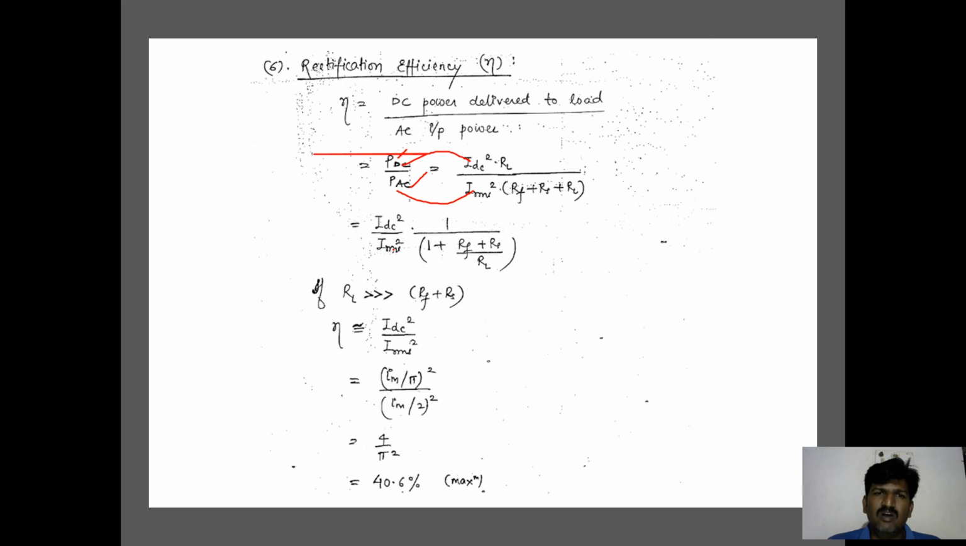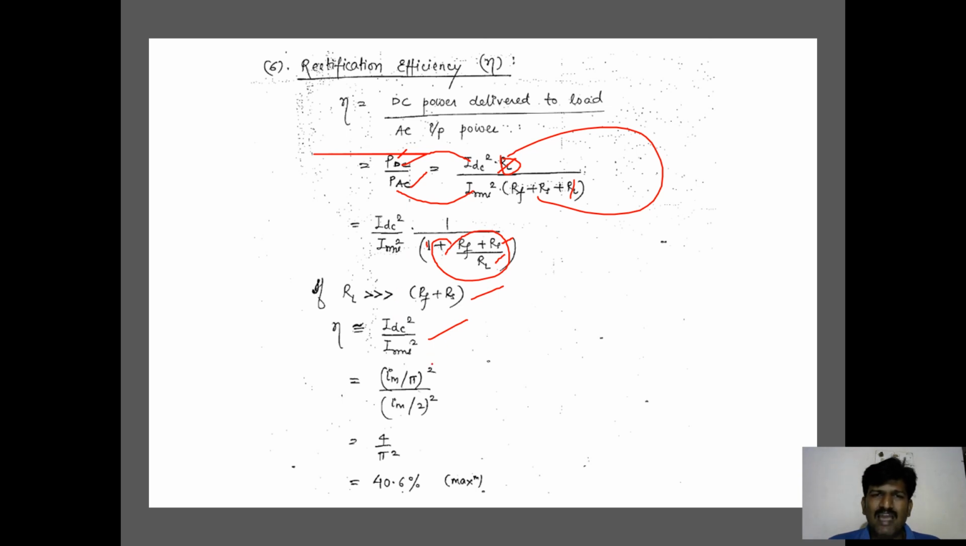Then IDC square by IRMS square into 1 divided by 1 plus Rf plus Rs divided by RL. You are moving this RL to the denominator. Here RL gets cancelled. Remaining is Rf plus Rs divided by RL plus 1. If you consider RL much greater than Rf plus Rs, what happens? This term is going to become 0. What is the remaining? 1 divided by 1 plus 0 is nothing but 1. So the rectification efficiency is equal to IDC square by IRMS square.